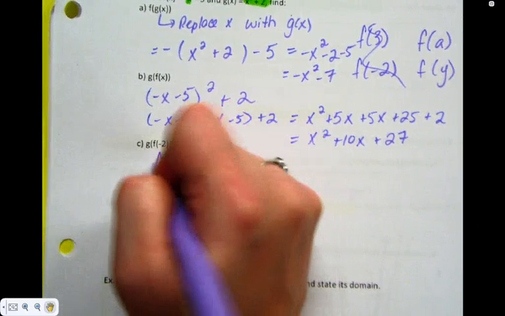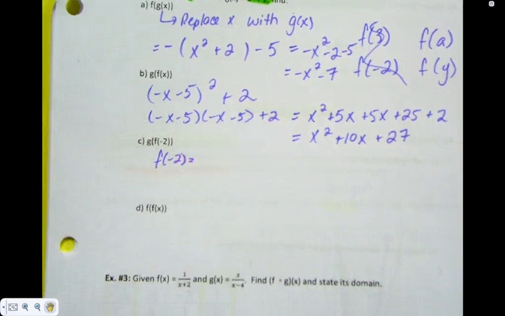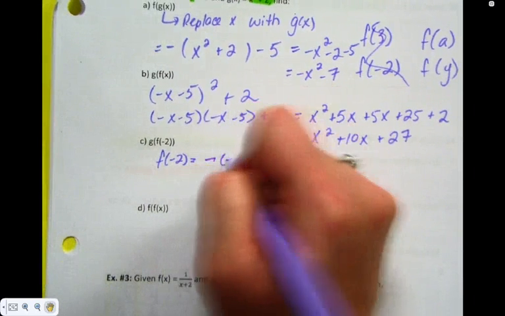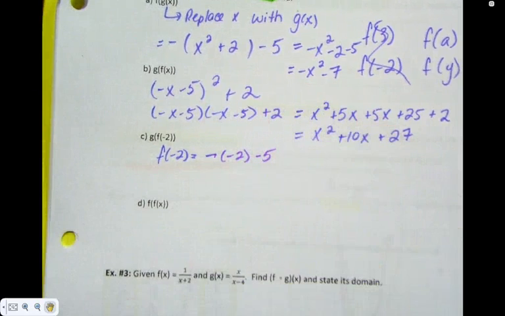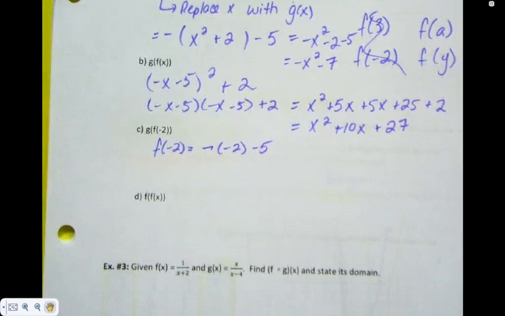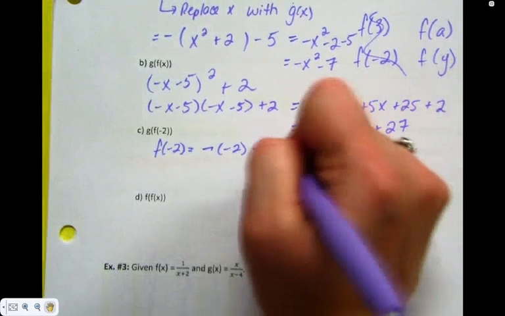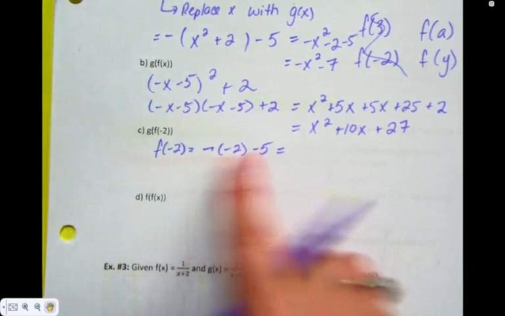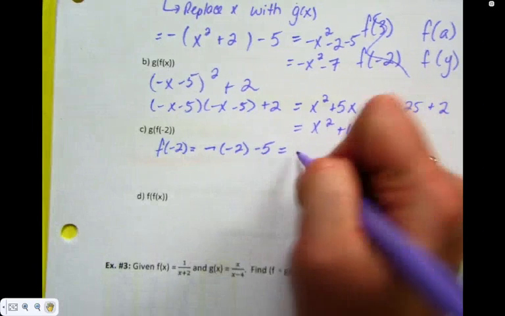What does that mean, f of negative 2? Go to the f function, take x out, put in negative 2. So it's going to be negative 2 minus 5. What happens with our negative 2? Cancels or becomes positive, so I have 2 minus 5, negative 3.